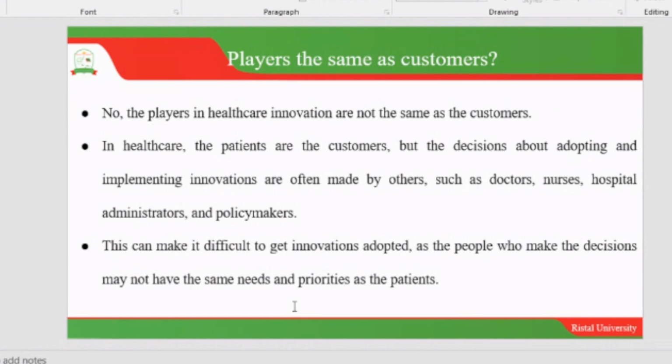But remember, the decisions about adopting or implementing these innovations are often made by others, including the doctors, the hospital in-charges, the nurses, the hospital administrators, the policymakers. They are the ones who make decisions on whether to adopt or reject these innovations, and yet it should actually be the customers ideally. So this can be very difficult to get innovations adopted because the people who make the decisions may not have the same needs and priorities as the patients.